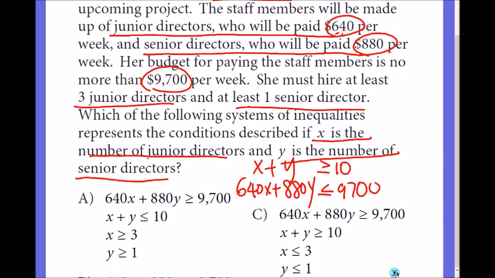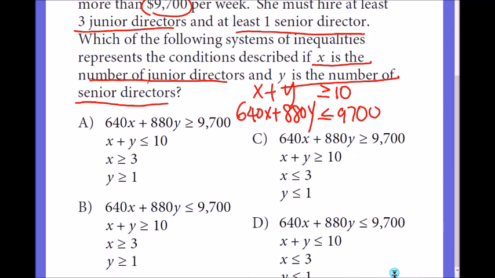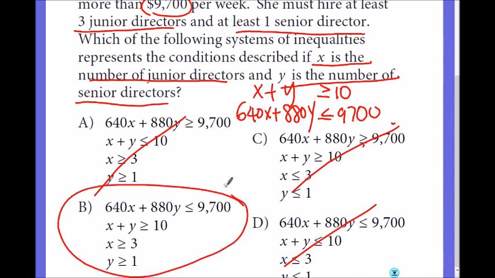So let's just look at those two first. So x plus y is greater or equal to 10, not less than. So that's right. That's good. That's not right. It must be less than or equal to 9,700. So that's greater. So it must be B. And it also said at least 3 junior directors. So meaning x must be greater or equal to 3. y is at least 1. So greater or equal to 1. So it is B.